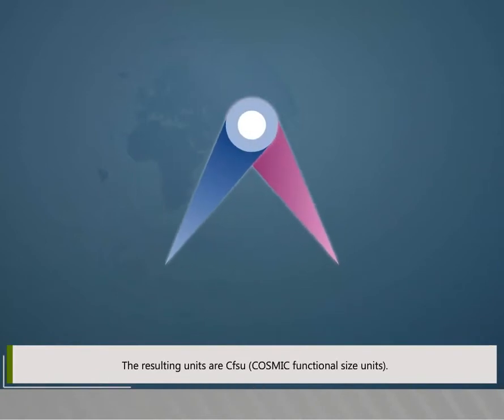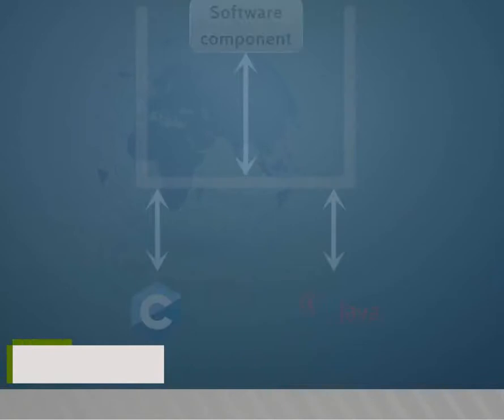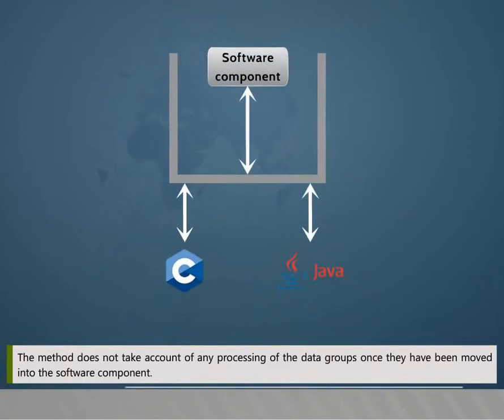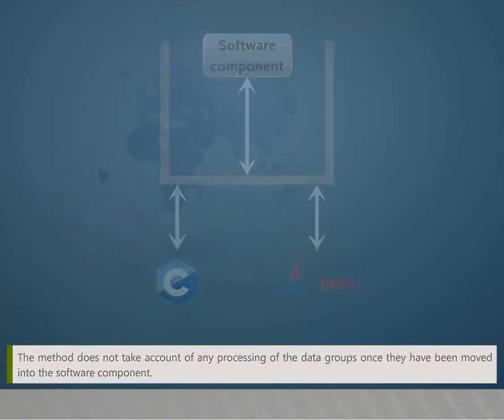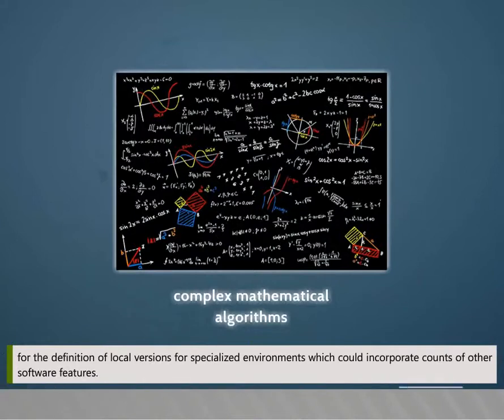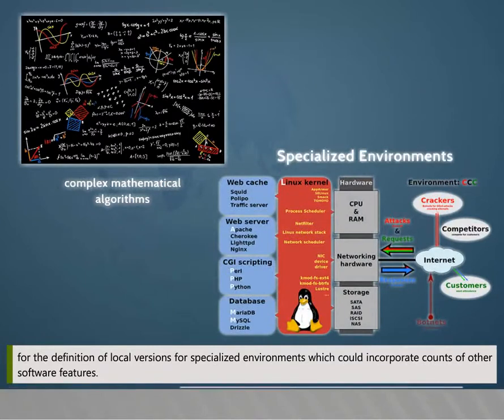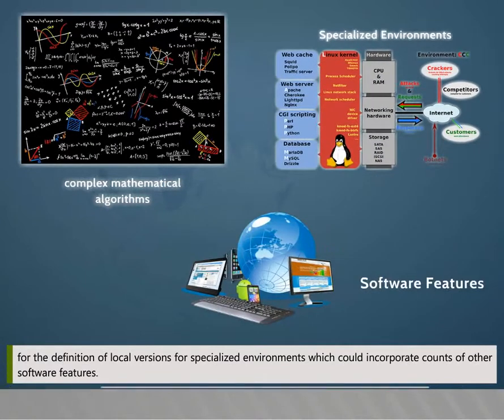The resulting units are CFSU, COSMIC Functional Size Units. The method does not take account of any processing of data groups once they have been moved into the software component. The framers of the method do not recommend its use for systems involving complex mathematical algorithms, for example, but there is provision for the definition of local versions for specialized environments which could incorporate counts of other software features.